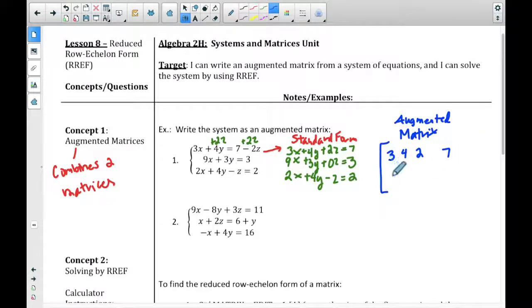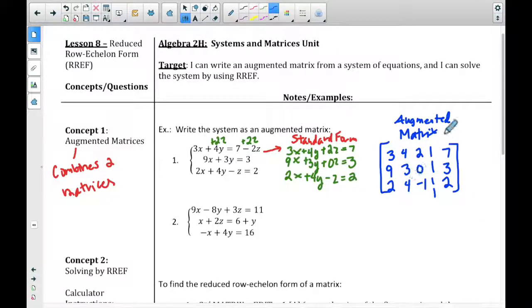And I'm going to do the same with the other one. In my second equation, I have to include that 0, that placeholder, because my matrix needs to have something in each spot. So if it's missing a z, I need to put a 0 in there for the z. And then my last equation, remember that that would be a -1, right? That's a -1 on the z, and then the 2 on the end.